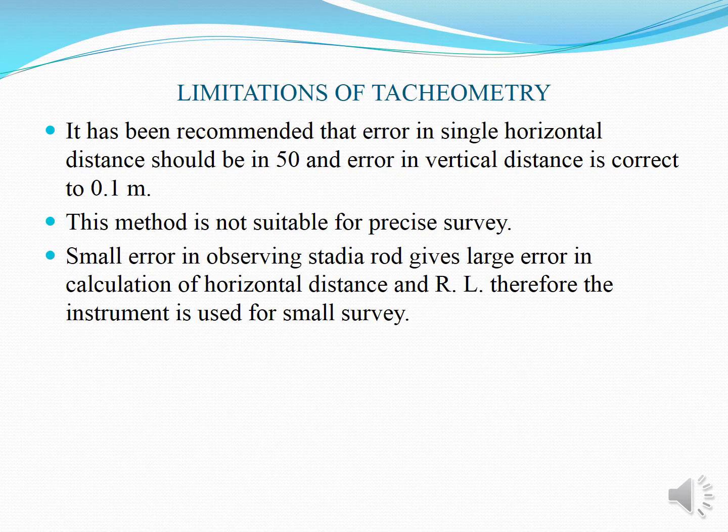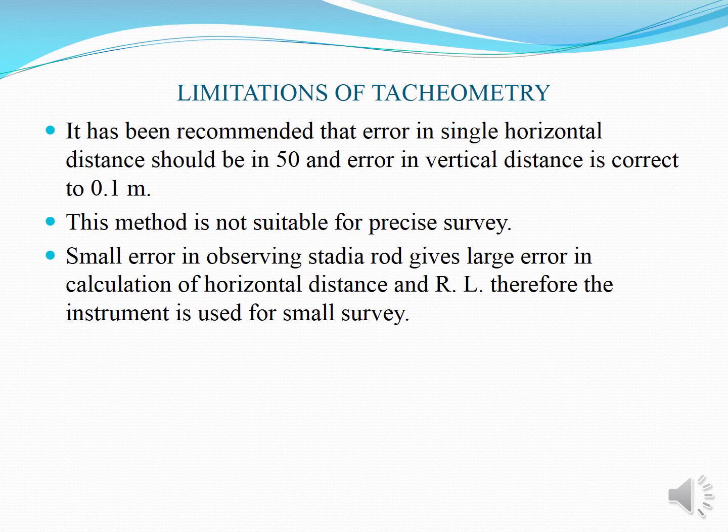After that, the next point is limitations of tachometry. In tachometry there are many limitations, so let's see them one by one. First, it has been recommended that the error in a single horizontal distance should be within 1 in 50, and the error in vertical distance should be correct to 0.1 meter. This is the recommendation.